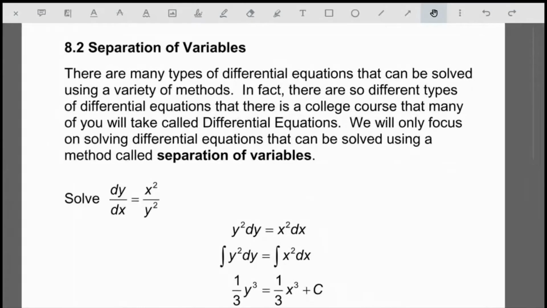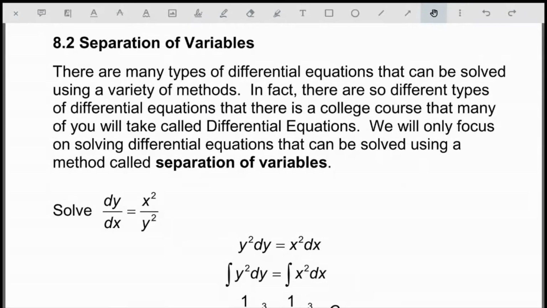Let's move on to section 8.2. In section 8.2, we're going to start talking about how to actually solve these differential equations. Like I mentioned in the last section, we're going to use a method called separation of variables. There are a lot of different types of differential equations.